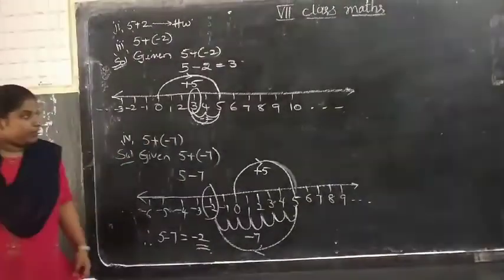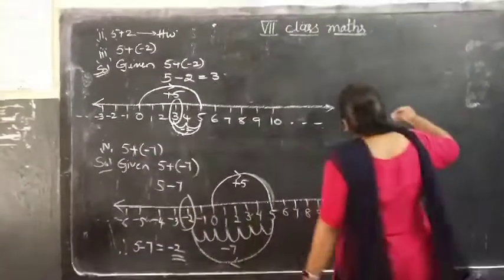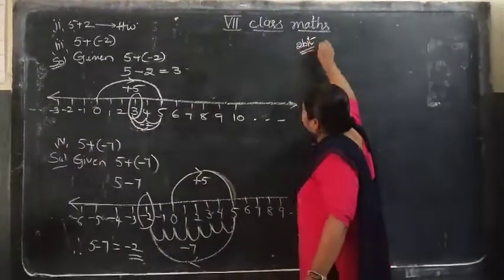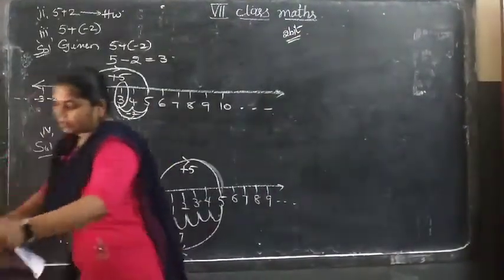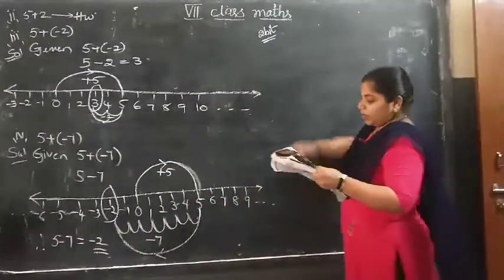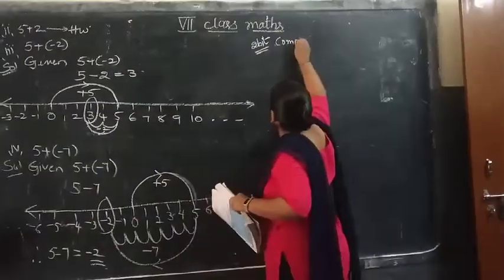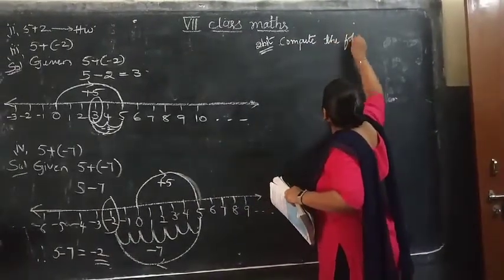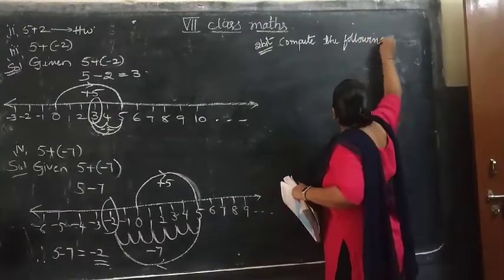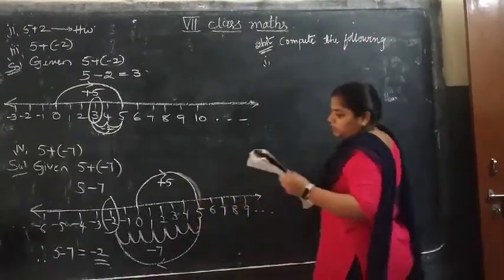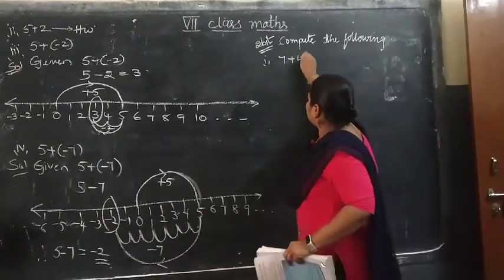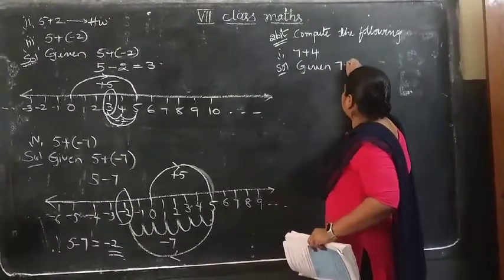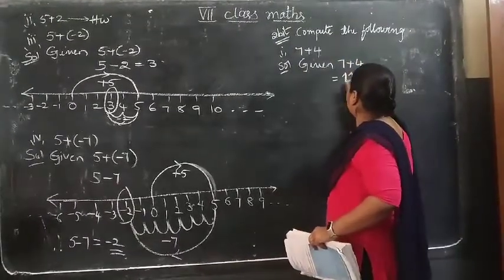So next bit. Now without the help of a number line, we have to solve the bits. Without using a number line, we are going to solve it. Compute the following. So the first one in this: 7 plus 4. What have I given? 7 plus 4. What is 7 plus 4? 7 plus 4 is equal to 11.